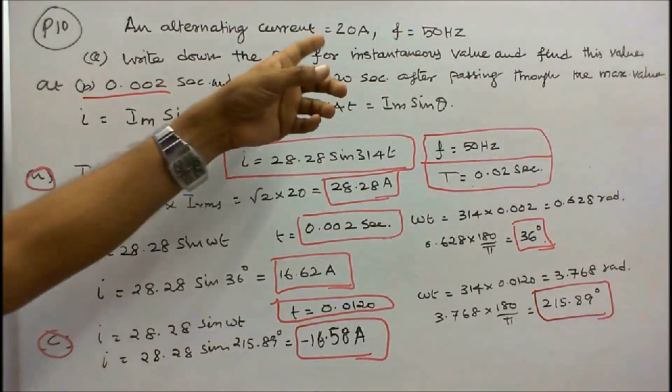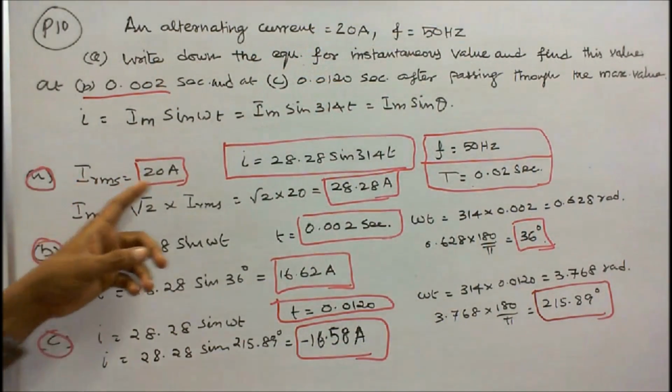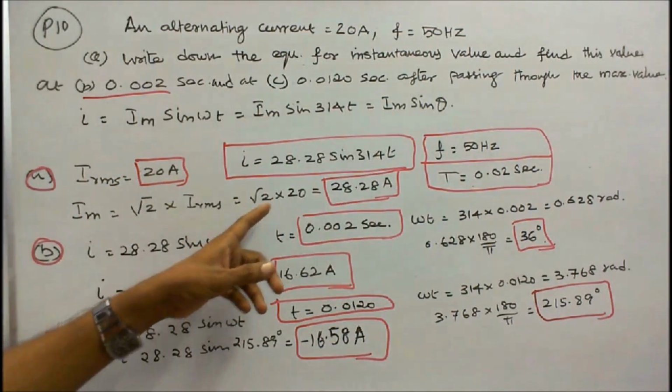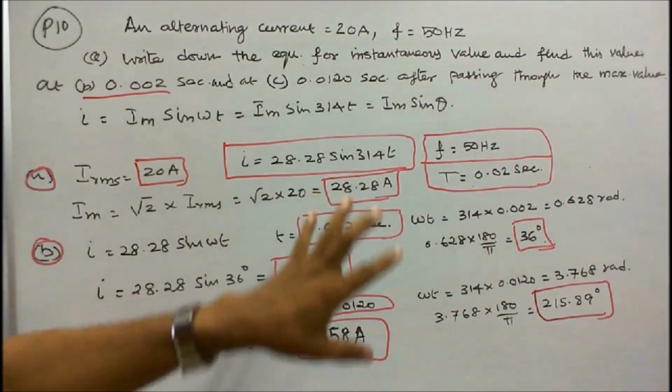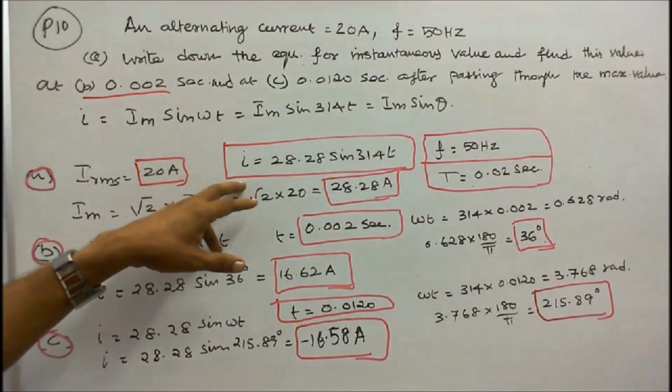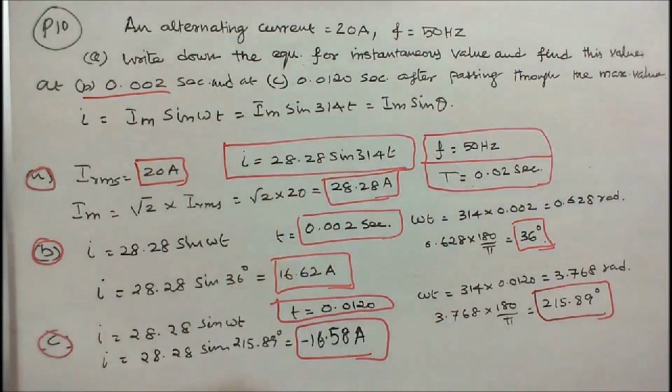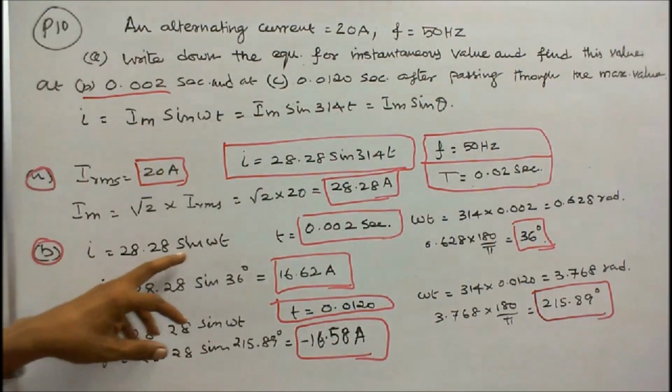Here the given value is I RMS. I RMS is equal to 20. I can find I maximum. So 20 into root 2, that is equal to 28.28 amps. I can write instantaneous current I is equal to 28.28 into sin 314 t. Next, I is equal to 28.28 into sin omega t.